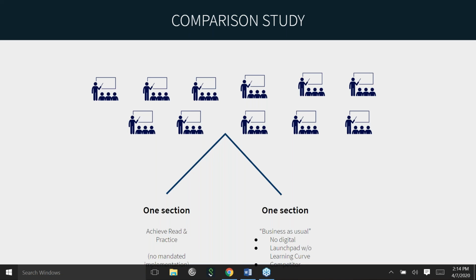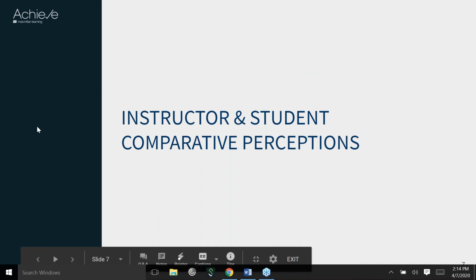So this broke down into 3 groups. One was that they were not using digital at all. The second was that they were using a Macmillan Learning tool that was not LearningCurve, because we knew that would confound the study since Read and Practice was based on LearningCurve. And the third was a competitor's tool. So we didn't mandate what they were to use in their other section. It was just essentially business as usual, not Read and Practice.